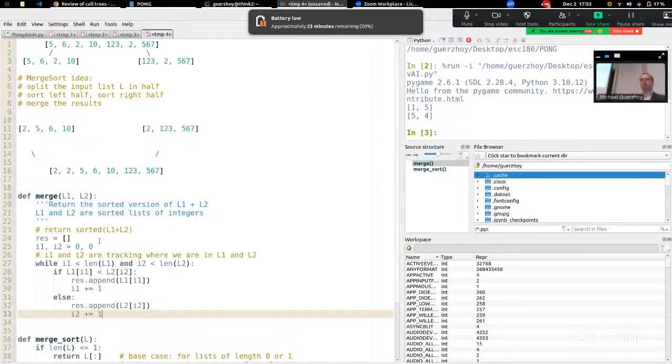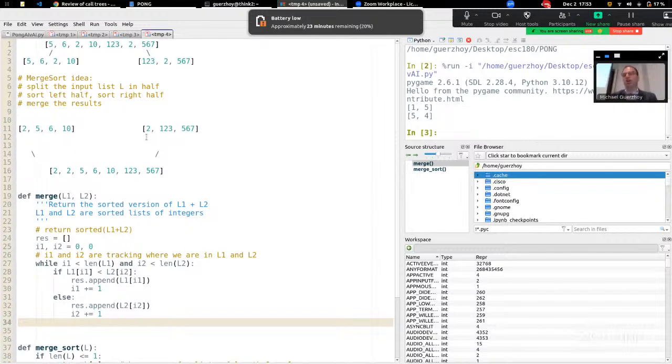Right? So what we're doing is we're basically advancing in the left half of the list and in the right half of the list, and putting the smaller element into result. Is that making sense? Questions? Okay. So now that we're done, we exhausted either L1 or L2.